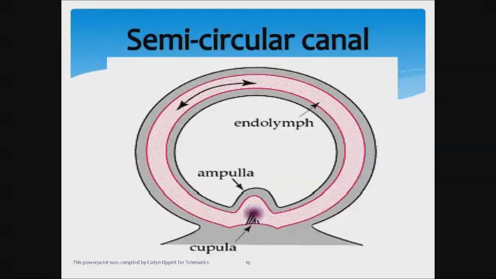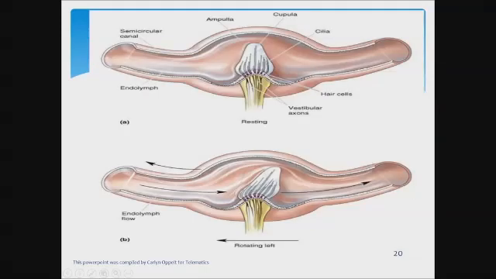Now, in the semicircular canal, you've got a widening at the bottom that's called the ampulla. And in the ampulla, you've got a structure, the cupula. And if you move your head, the endolymph, the liquid inside the semicircular canal, will move. And there you can see what happens. There's your ampulla with the cupula. And as you move and the endolymph moves in this tube, it will cause a sensation, a stimulus.